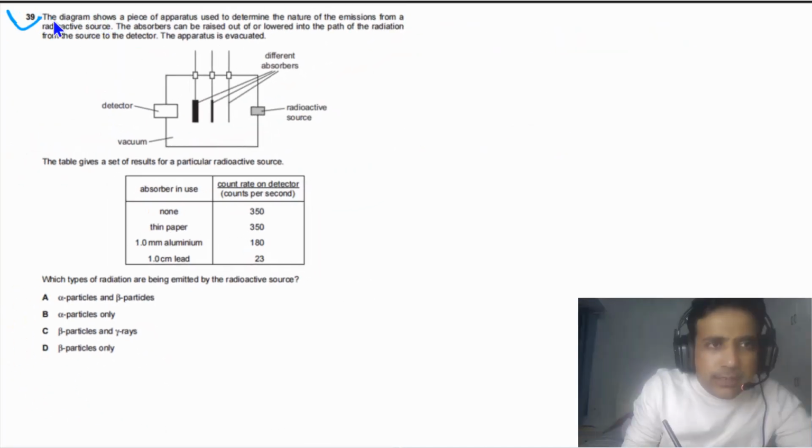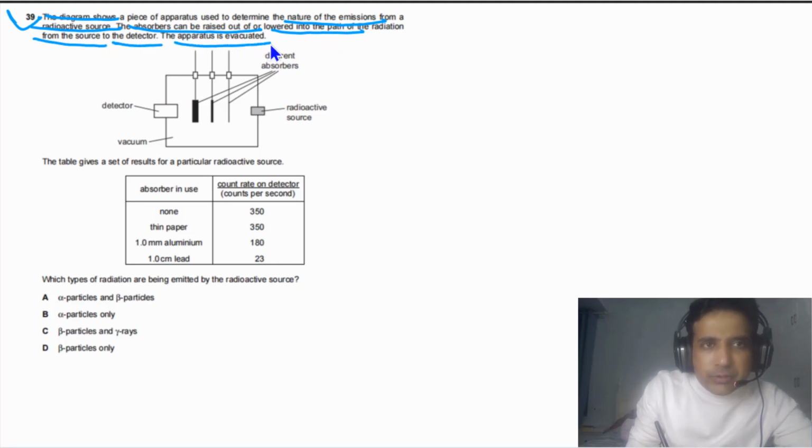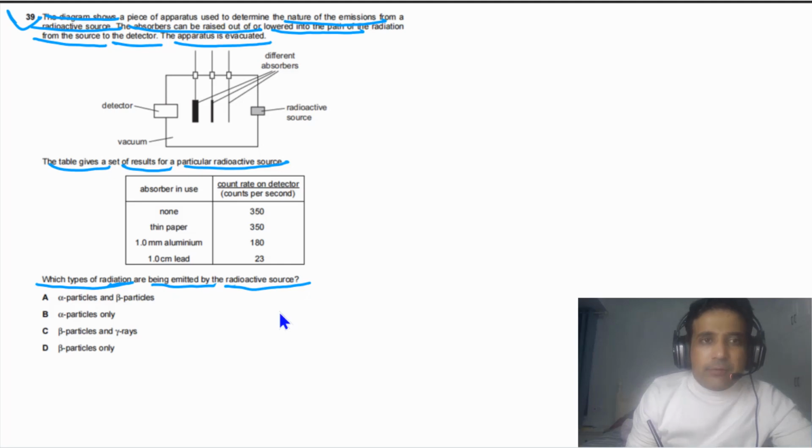Question number 39 says the diagram shows a piece of apparatus used to determine the nature of the emissions from a radioactive source. The absorbers can be raised out of or lowered into the path of the radiation from the source to the detector. The apparatus is evacuated. The table gives a set of results for a particular radioactive source. We need to find out which types of radiation are being emitted by the radioactive source. First of all, it is given to us the absorber in use. Nothing is between the absorber and the source, and the total amount of radiation, means the count rate, is equal to 350.